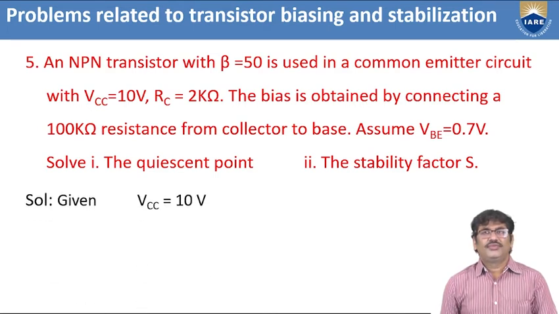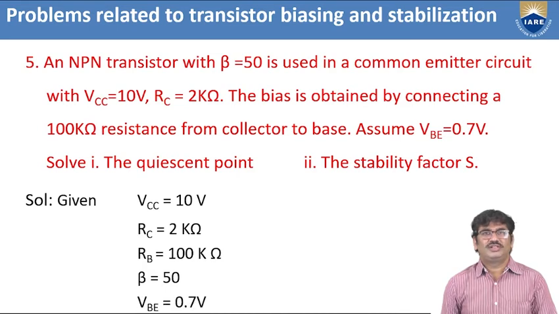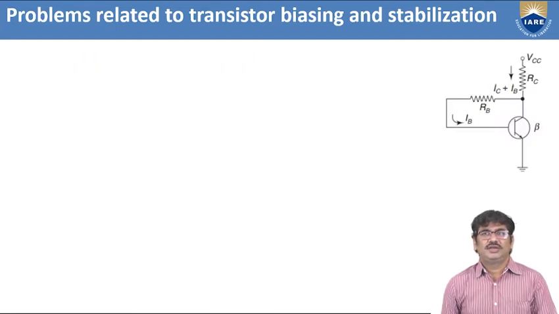Given values are VCC is equivalent to 10 volts, RC is equivalent to 2 kilo ohms, RB is equivalent to 100 kilo ohms, beta is equivalent to 50, VBE is equivalent to 0.7. Here, the bias is provided by connecting a resistance between collector to base, which is collector to base bias, by connecting RB resistance between collector to base.